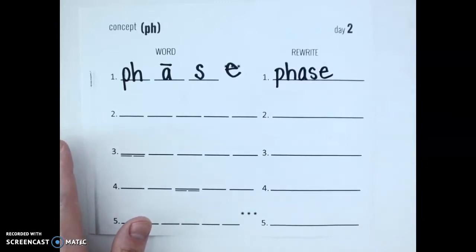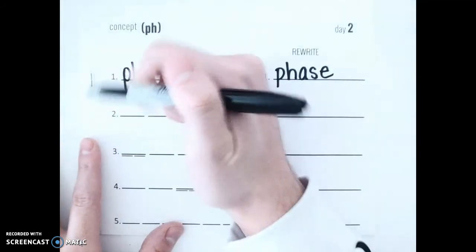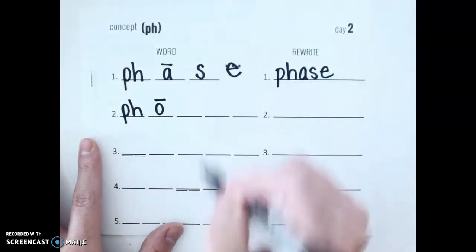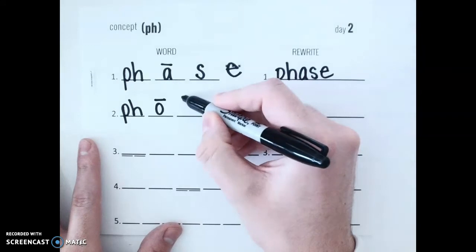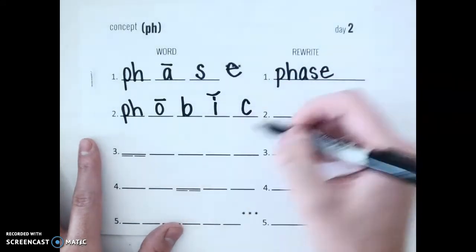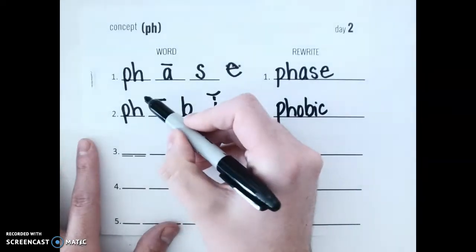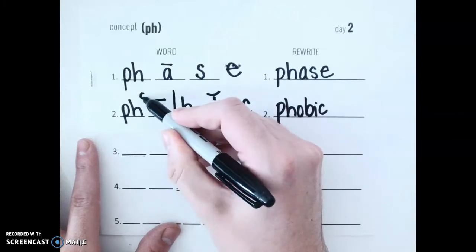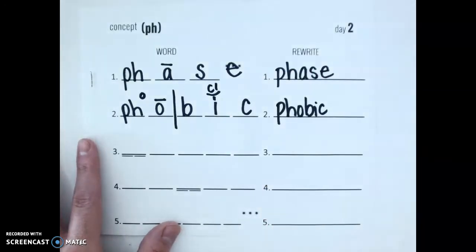Number 2 is the word phobic. Phobic. F-O. Pho. B-I-C. Phobic. Okay, this is an open syllable. And then over here we have a closed syllable.